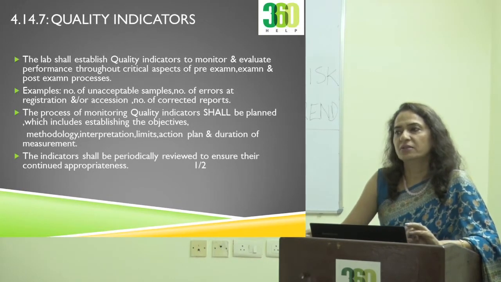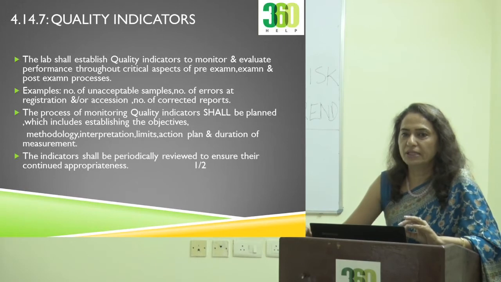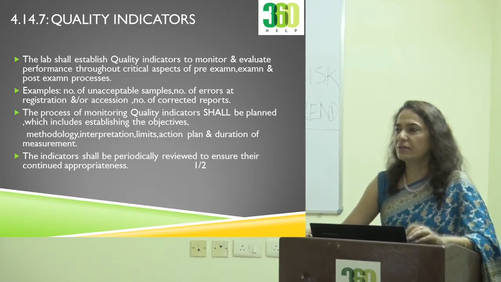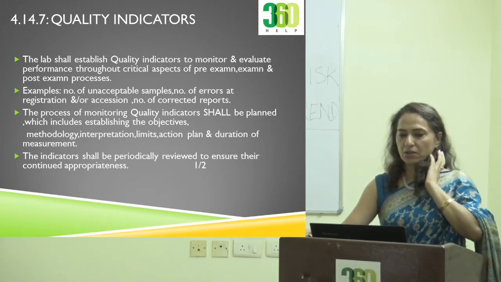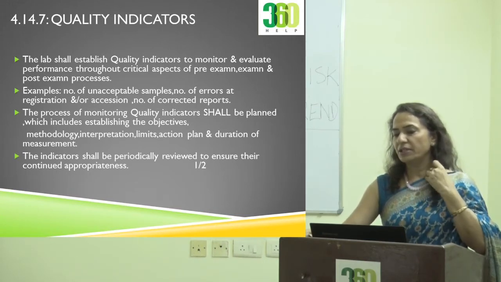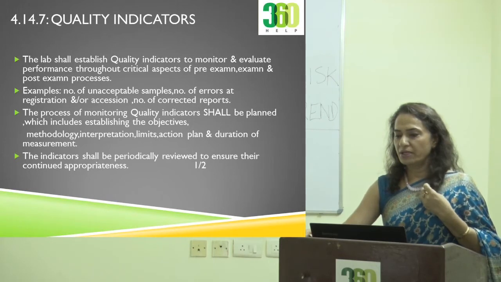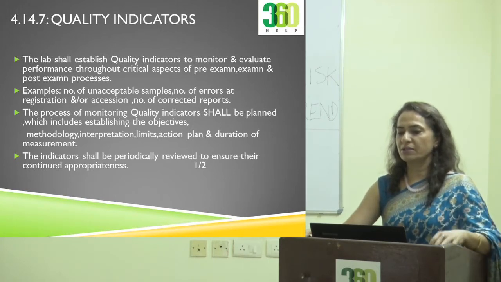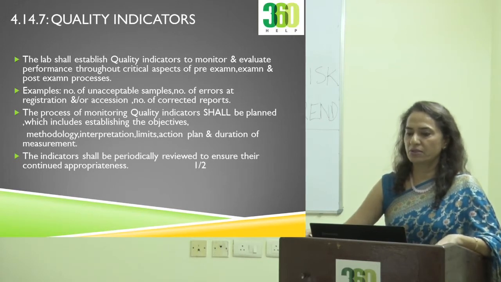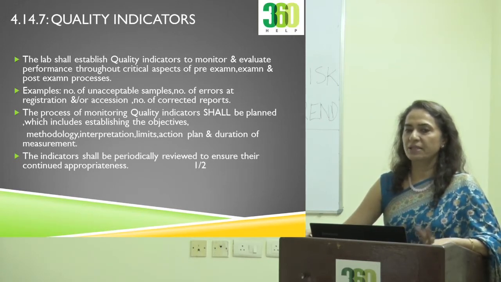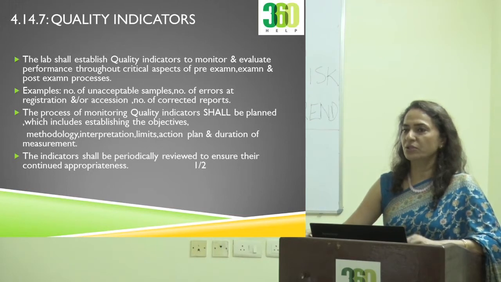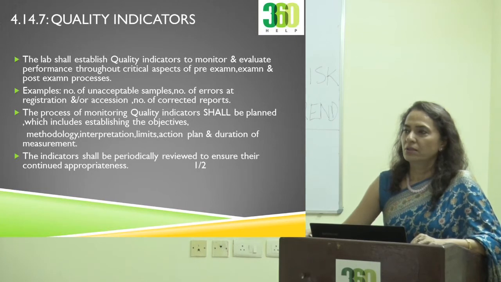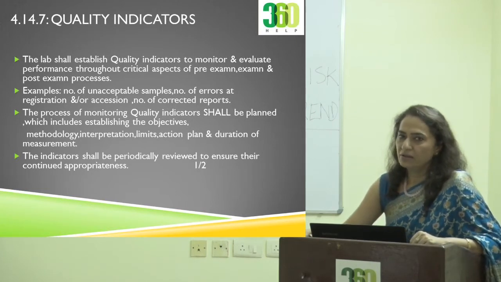Now comes quality indicators. So there is a separate clause for quality indicators now, which was not there earlier. 2007 didn't have any clause for quality indicator. So lab shall establish quality indicators to monitor and evaluate performance throughout critical aspects of all the processes. Some examples, can you give me some examples of indicators which you are commonly following in your labs? Sample rejection criteria. What else?